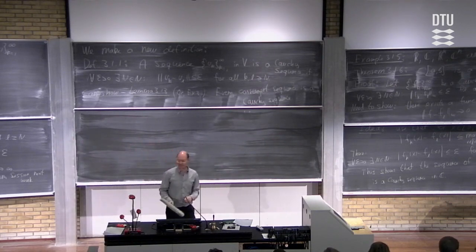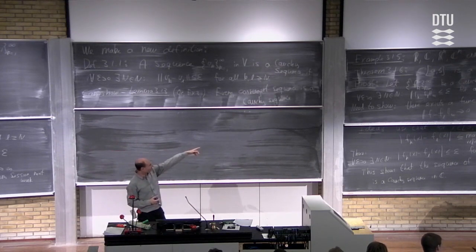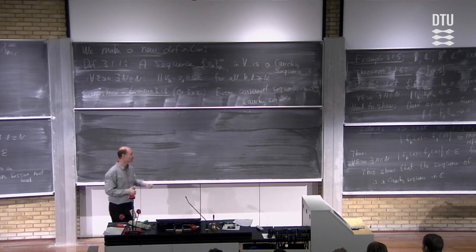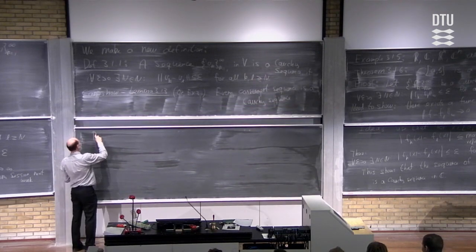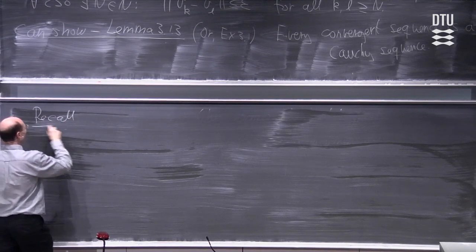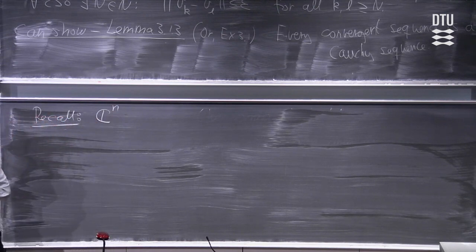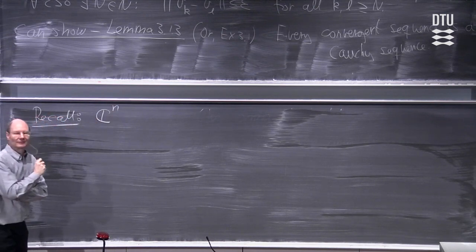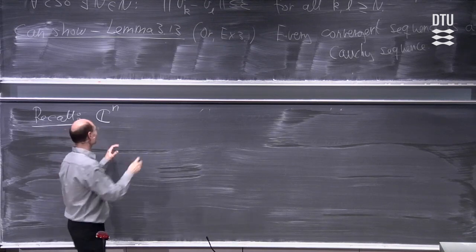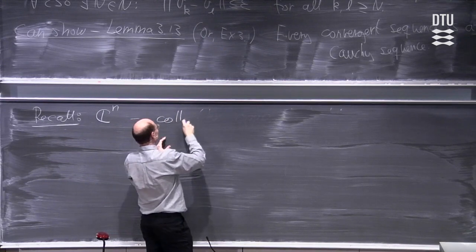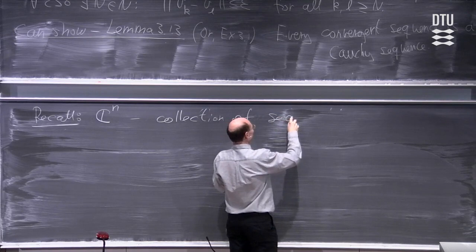So let's again start with something that you know. We look again at the space C to the power n. So let's speak a little bit about the space Cn. What is that? That's the collection of all finite sequences with n coordinates.